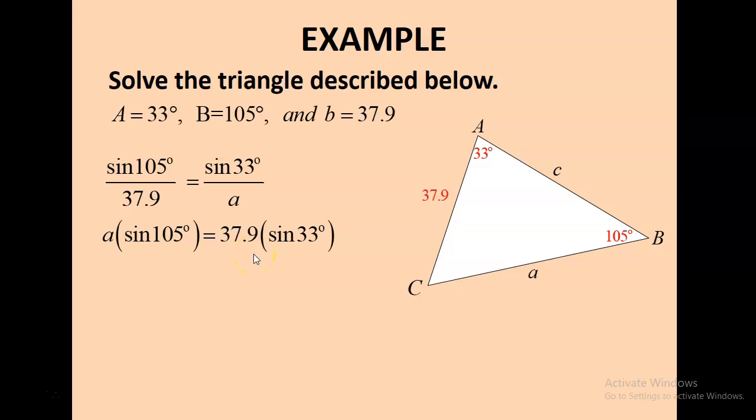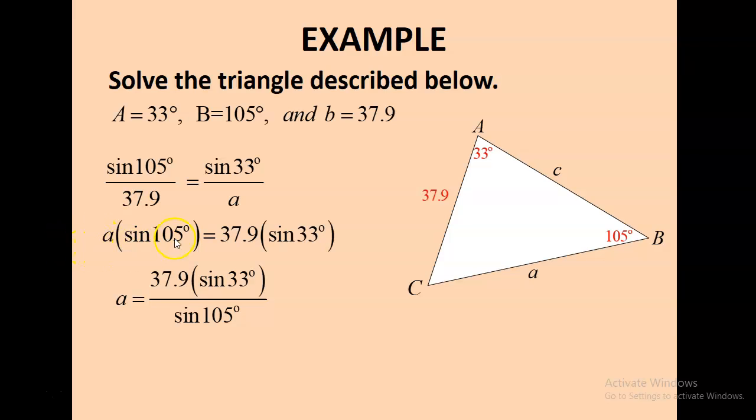And this is just a simple equation. Remember, sine of 105 is just a value that we can get from our calculator or a table or anything else. And we're just going to take that, and we're going to isolate this value for side A by dividing sine of 105 over to the other side.